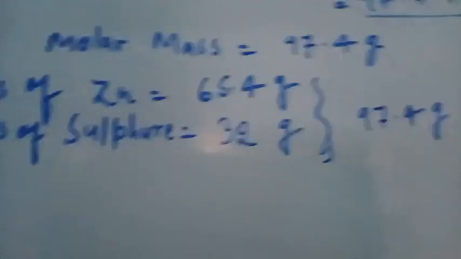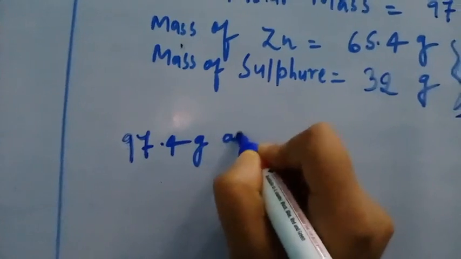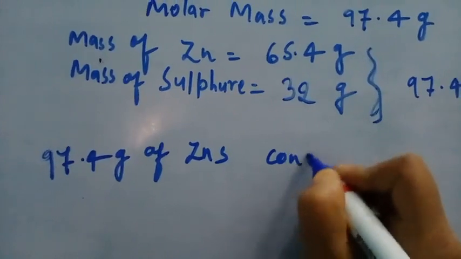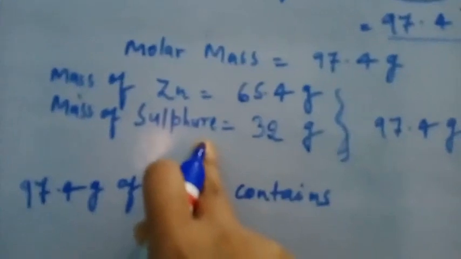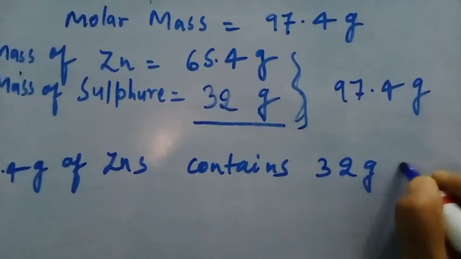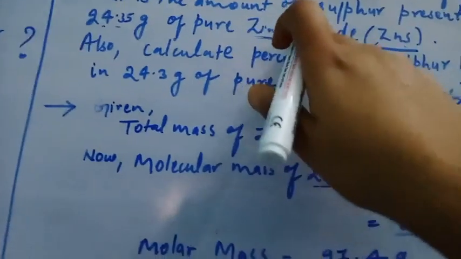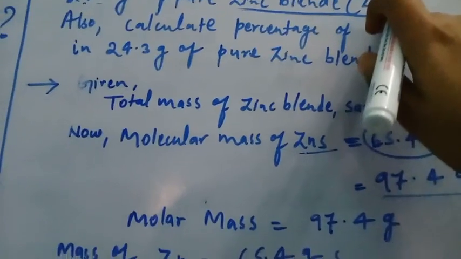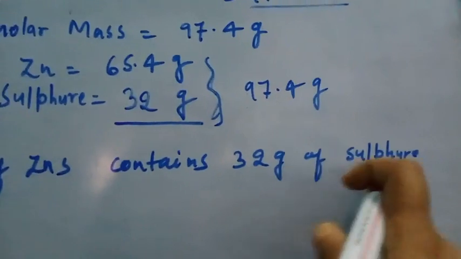So we can write one sentence: 97.4 gram of zinc blend contains 32 gram of sulfur. What we have to find out is the amount of sulfur present in 24.35 gram of pure zinc blend, or zinc sulfide. So 97.4 gram of zinc sulfide contains 32 gram of sulfur.